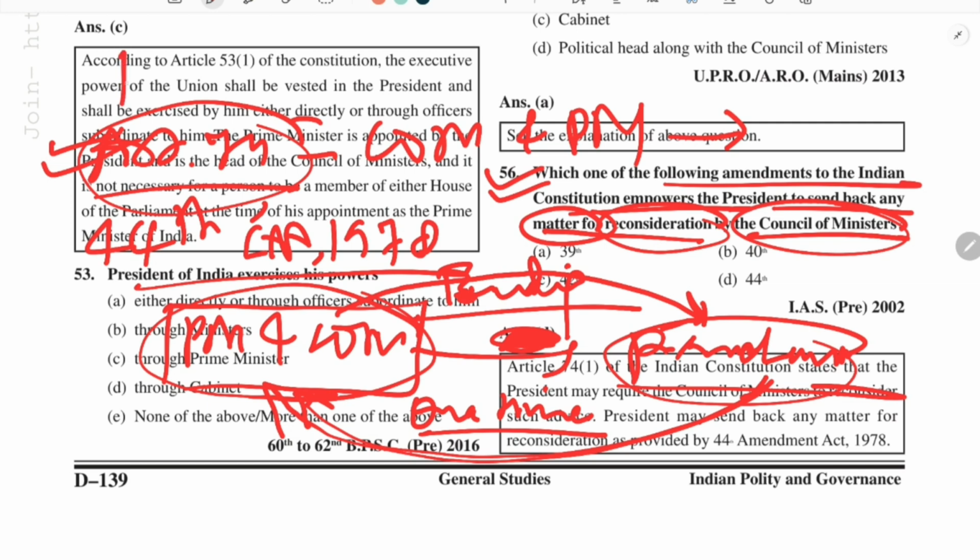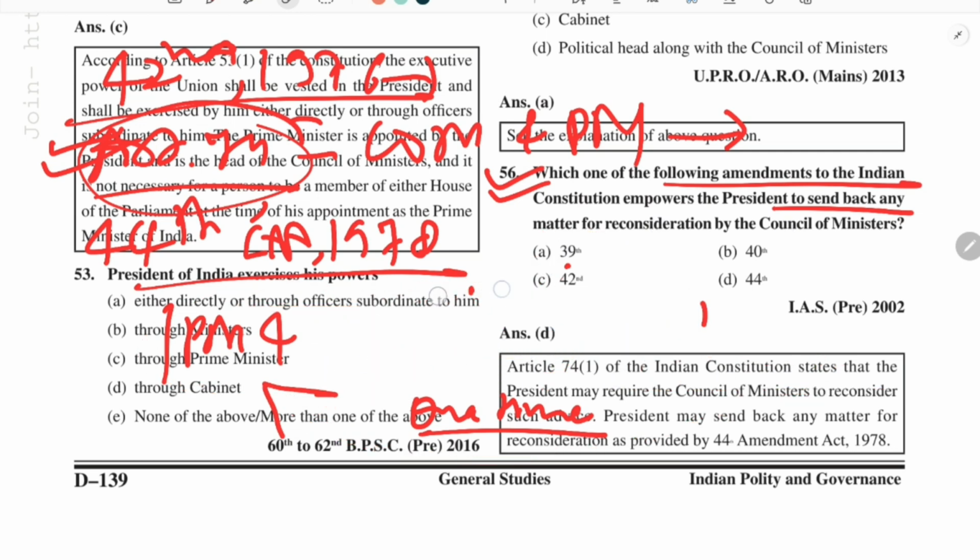For your information, earlier in the 42nd amendment, which is also called the mini constitution and which took place in 1976 under Indira Gandhi, this advice was made binding on the president for the first time. There was no option for sending back the advice. So here the answer is 44th amendment.